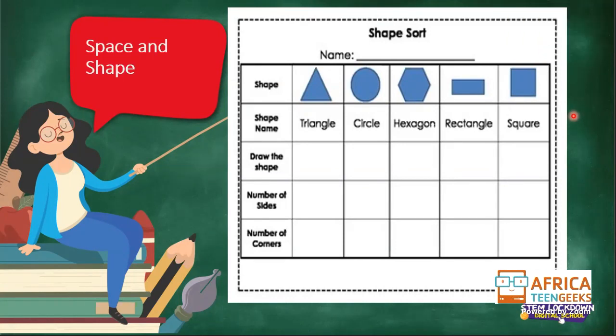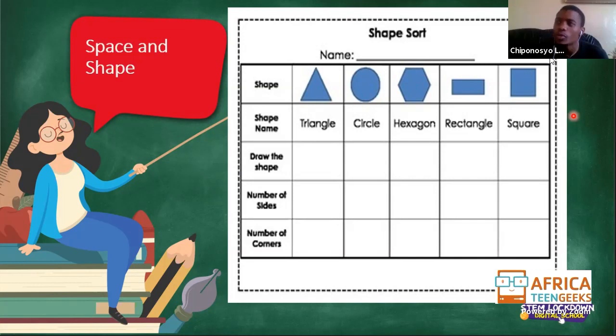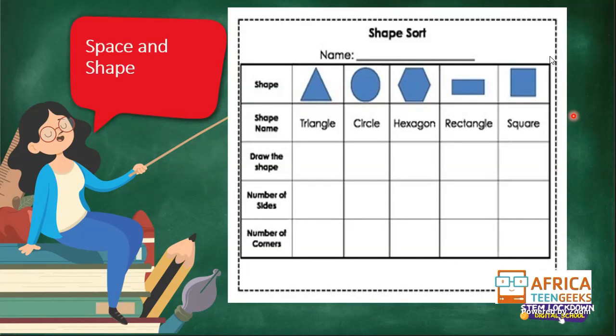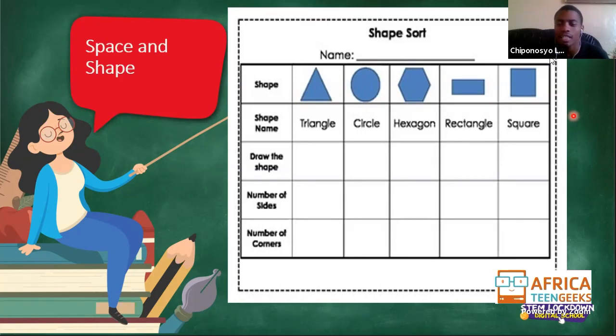Hello, sir. How are you? I'm fine, sir. I'm good. Help me with the hexagon. How many sides does the hexagon have? 6. How many corners? 6. You are fantastic. Thanks, sir. You are awesome.